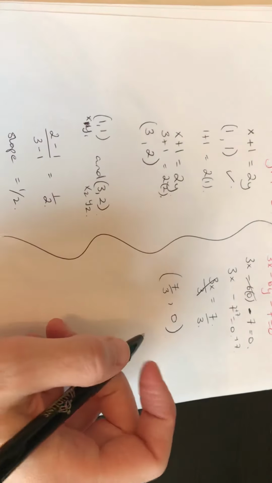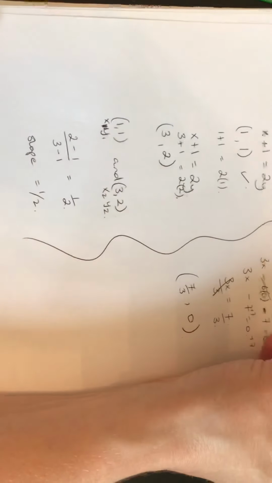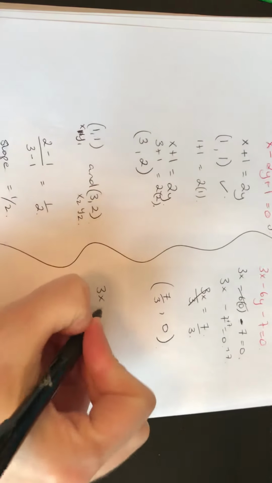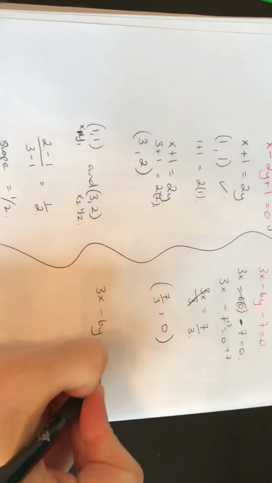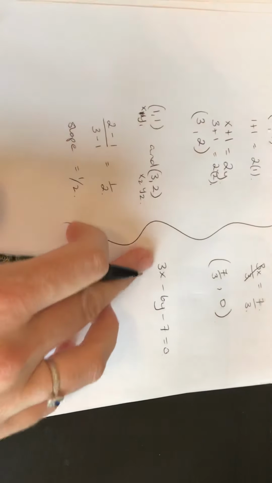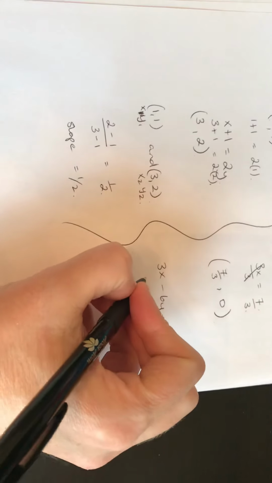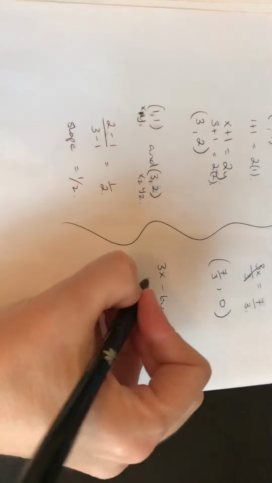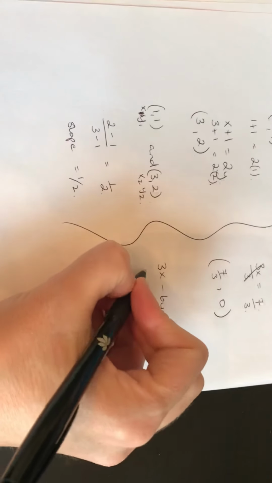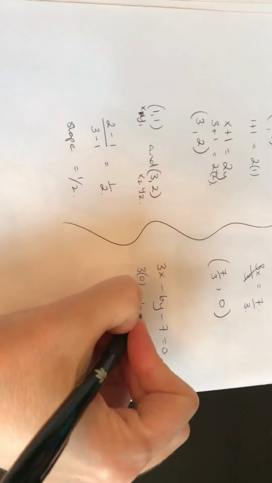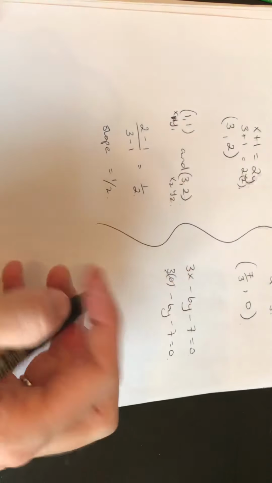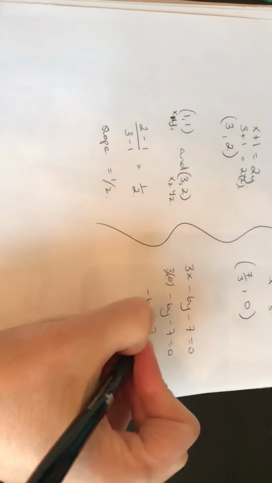How do you find out where something cuts the y-axis? Well, what do we know about where it cuts the y-axis? The x-coordinate is 0. So we go back to the start. Here's my equation. If we want to know where it cuts the y-axis, the x is 0. So that 3 times 0 is 0. Minus 6y minus 7 equals 0.